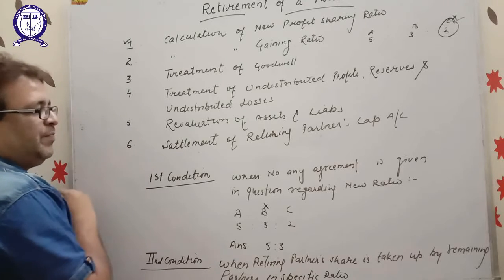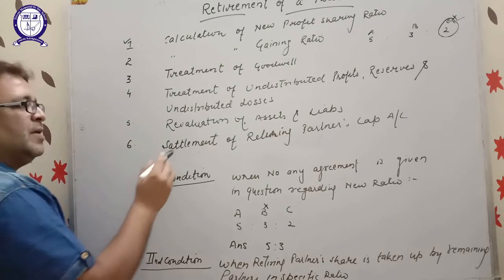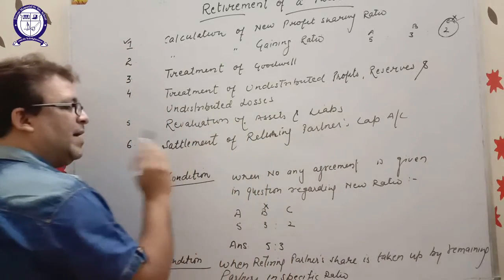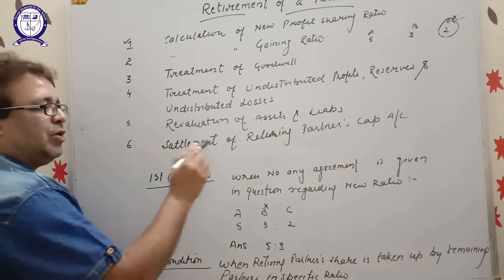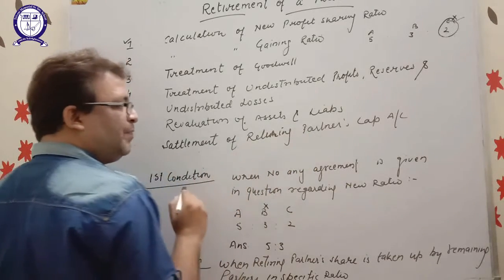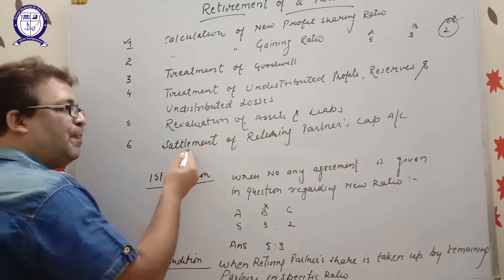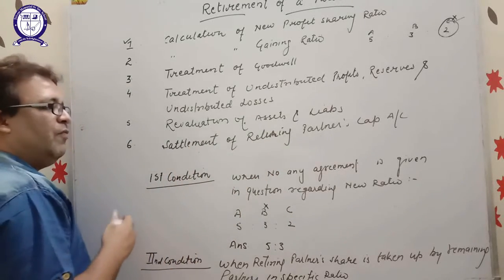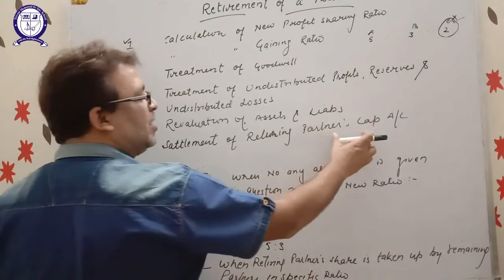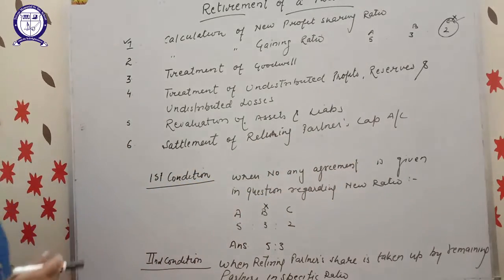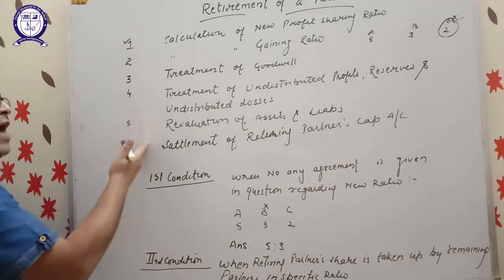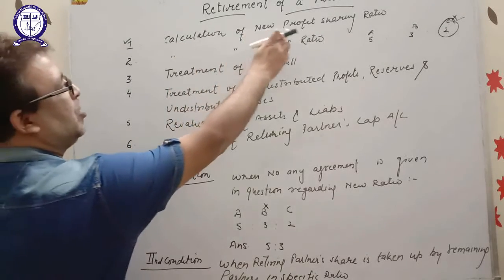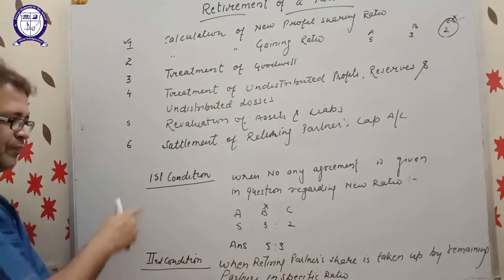The last and very important point, settlement of retiring partner's capital account. At the end, we have to find out the total amount payable to the retiring partner and we have to pay him. Either we will pay him in cash or we will transfer his capital balance to the loan account. So these 6 topics we have to discuss in this chapter. So the first point is how to calculate new profit sharing ratio.